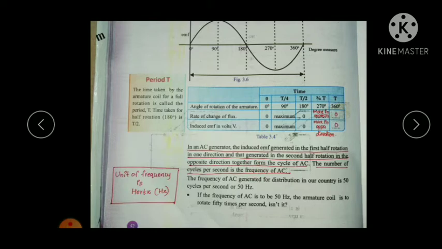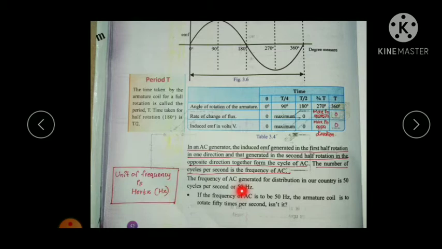So the number of cycles per second is known as the frequency of AC. Then what is the frequency of AC? The number of cycles per second. That means how many times this armature rotates in 1 second is considered as its frequency. And the unit of frequency is Hertz, which is represented by capital letter H and small letter z.